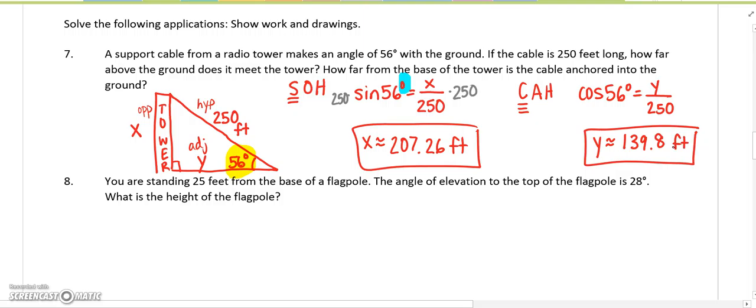Now, if you have any questions on these problems that we're doing, please make sure you write them down and ask in class. I'm not going to do the second word problem because it's pretty much the same as this first one. So, again, write down any questions you have.